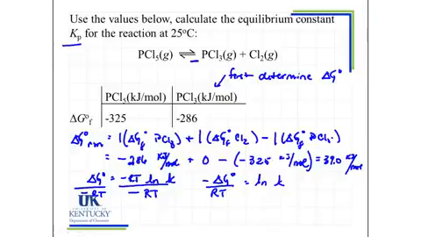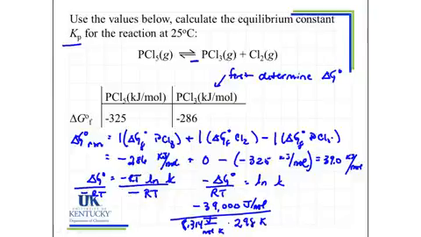Because R is in joules per mole Kelvin, I'm going to put delta G in joules. So that's going to be a negative 39,000 joules per mole, over 8.314 joules per mole Kelvin, and temperature, 25 is 298 Kelvin, is equal to the natural log of K. This will give me a value of negative 15.7.